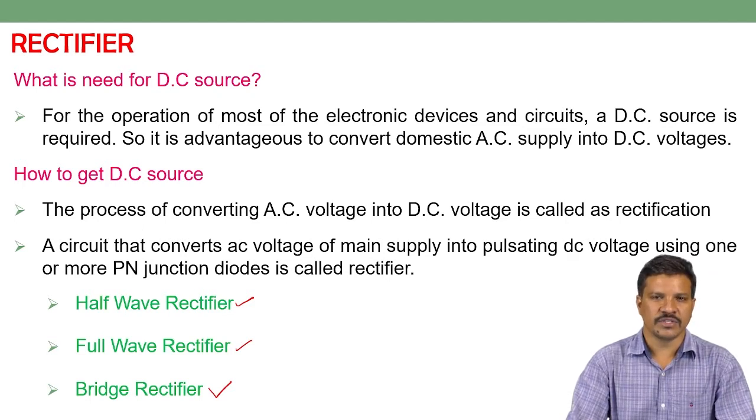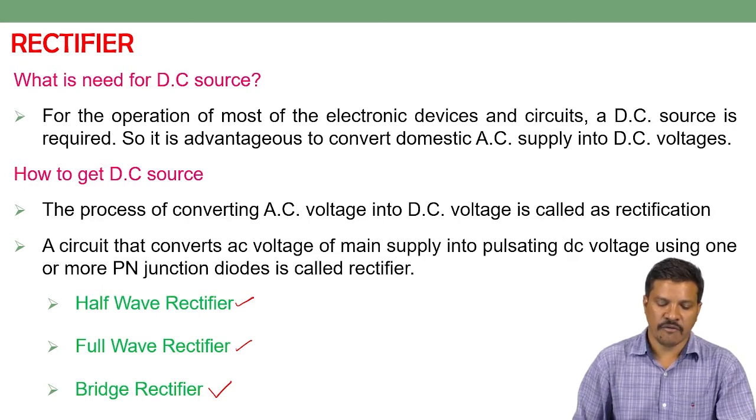These are classified based on the number of diodes used in the rectifier and the number of cycles of the given AC input signal that are rectified. First, we will see the half-wave rectifier.